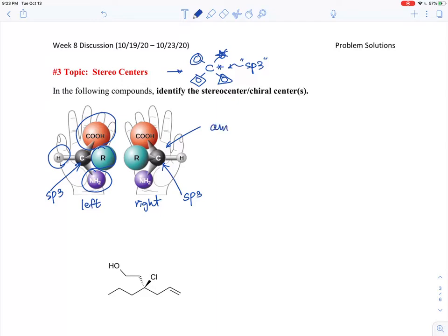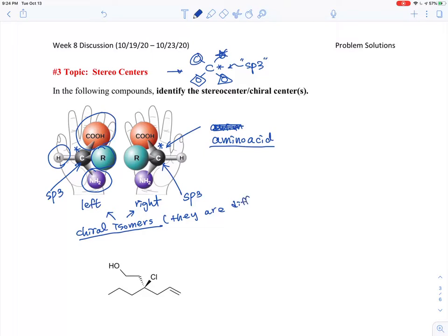Here is an example of an amino acid. Amino acids are the building blocks for proteins and what our bodies are made out of. Because of this stereochemistry, the carbon is not superimposable, so these are isomers, and we call them chiral isomers. The only difference is their response to polarized light, so that's why chiral has something to do with light. They are different, and it's very important in biochemistry and even the medical field to understand stereocenter chemistry, because a lot of medical chemicals are related to this.